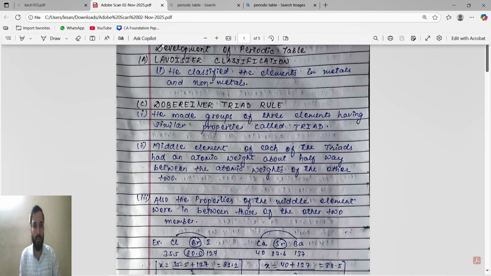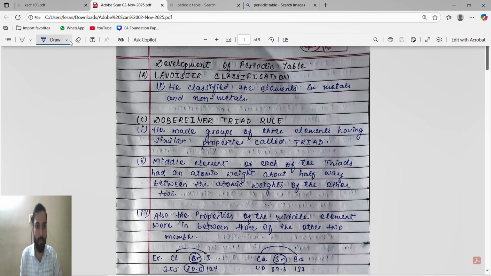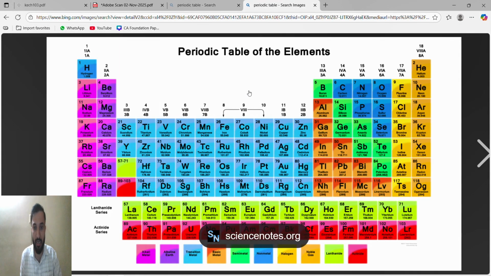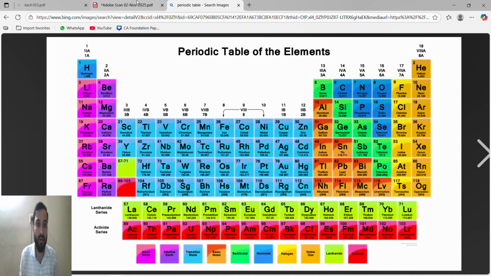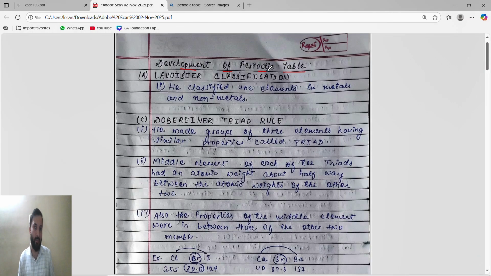Now we'll come to the next topic: the development of the periodic table, how the periodic table was developed. We talked about groups, periods, physical properties, chemical properties, atomic number, and mass. Now we will study one by one how the development of the periodic table happened. The first thing is A, Lavoisier's classification.